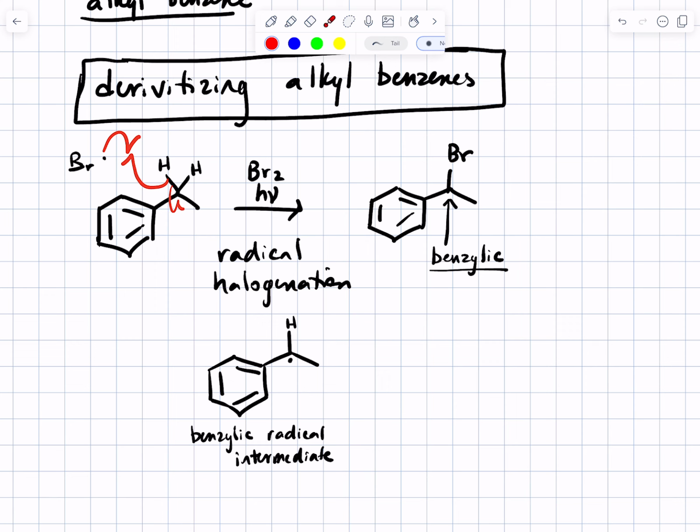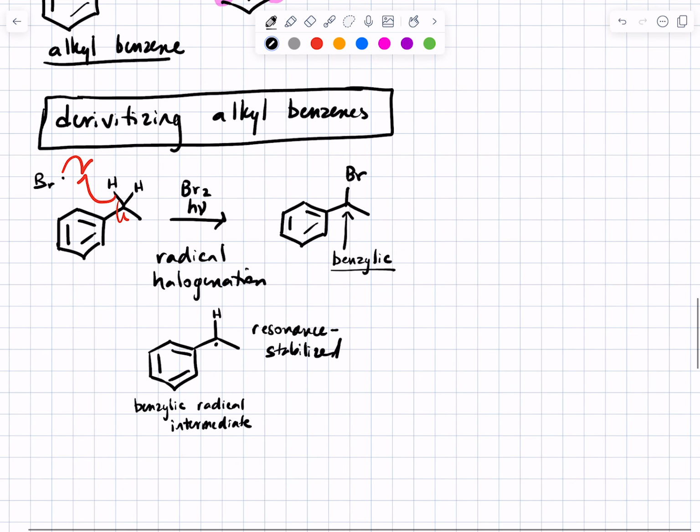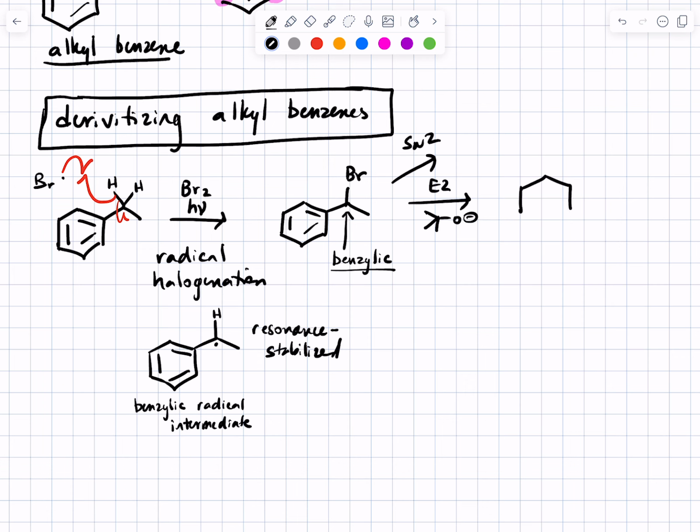Resonance, yeah. Actually, the radical can be stabilized by resonance with the benzene ring. So this is a resonance stabilized radical intermediate, and that's why you get the bromine on the benzylic carbon. Once you've got it there, you can do all kinds of things, right? You can do SN2 with alkyl halides. You can do E2 eliminations with alkyl halides. Those are both 351 reactions.